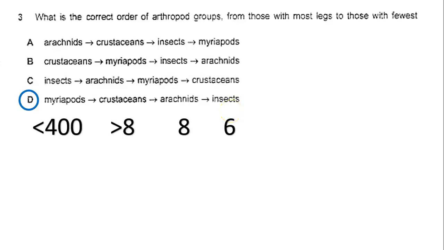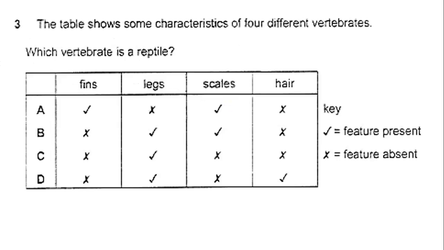Now the choice is easy after you wrote the number of legs, because you know that myriapods have 400 legs or less. You know that crustaceans have more than 8 legs. You know that arachnids have exactly 8 legs, and insects have 6 legs. So please write the numbers, then the answer would be quite easy.